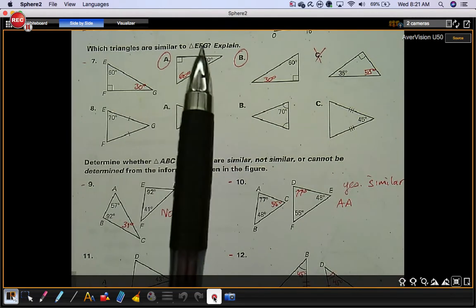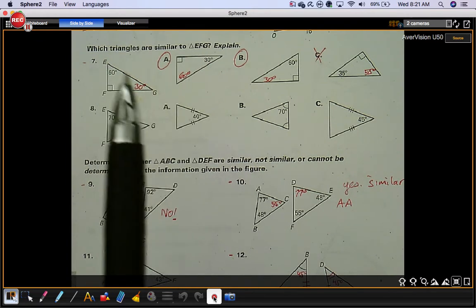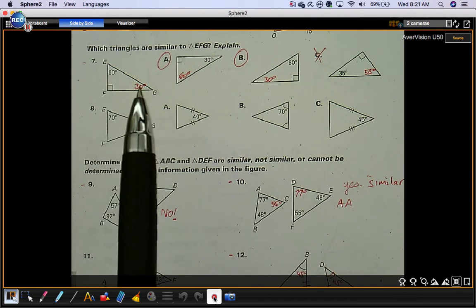Which triangles are similar to triangle EFG? Explain. Well, here's a triangle. We know a 90-degree angle and a 60-degree angle. That means the other angle is 30.